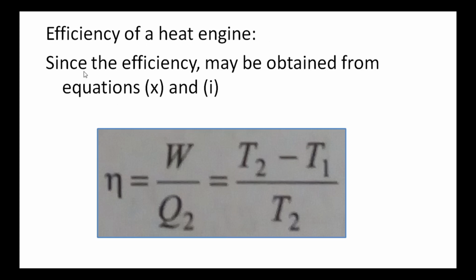Efficiency of the heat engine. The efficiency may be obtained from equations 10 and 1, that is, the formula for efficiency is eta is equal to W by Q2. W is the total work done, Q2 is the heat absorbed. By substituting these values, W is equal to R into (T2 minus T1) into ln V2/V1, and Q2 is R into T2 into ln V2/V1. In both numerator and denominator R is there, so cancel. ln V2/V1 is there, cancel. So finally it becomes (T2 minus T1) by T2. That is, the efficiency of Carnot's engine depends only upon the temperature of the source and the temperature of the sink, but not on the working substance.